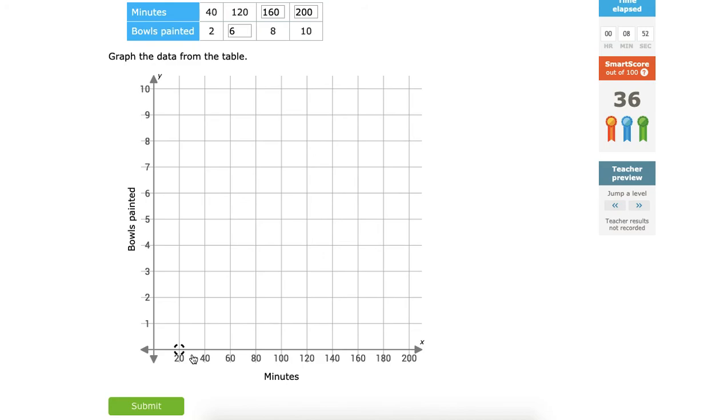So we go over 40 and up 2, and over 120 and up 6, and then over 160 and up 8, and over 200 and up to 10. Now again, notice how those are in a line. If I had one that's out of a line, that would be an indication that I've done something wrong. So always keep a lookout for that. These will always be in a nice line. So remember that as you're going through these.